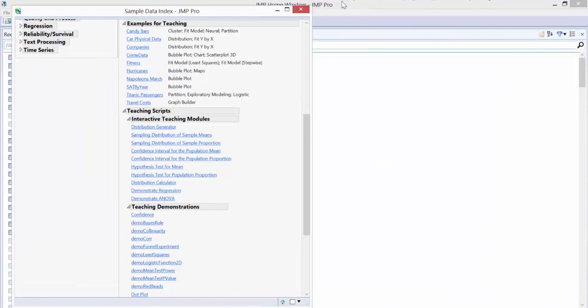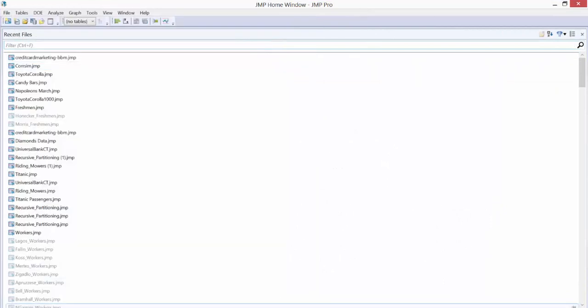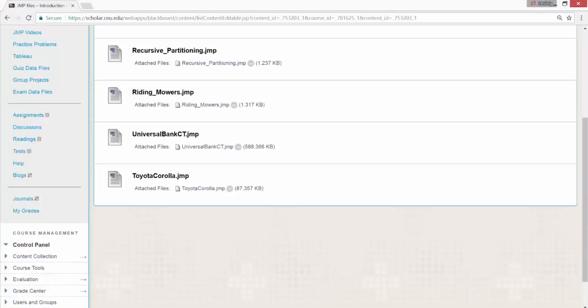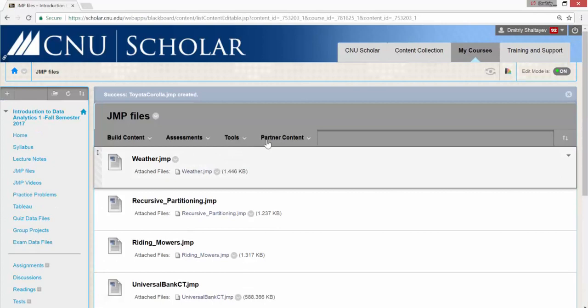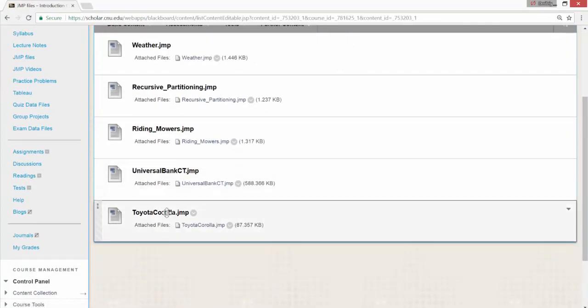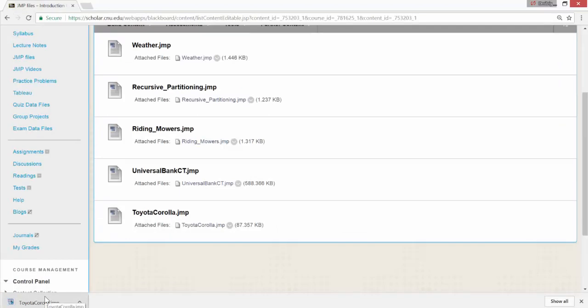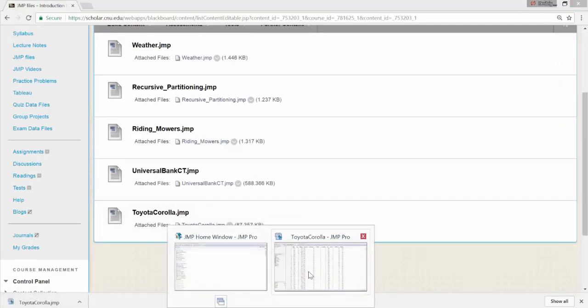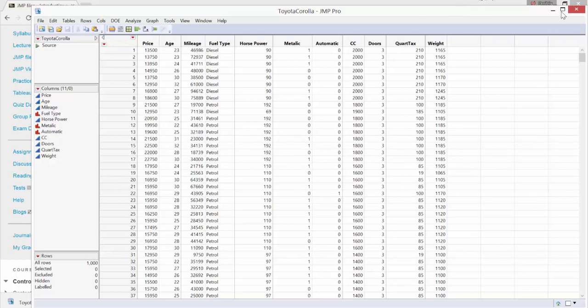All right, now, are you ready to rumble? Let's do it. Let's take a look at the data. And the data are posted on Scholar. So go to Scholar, y'all. And right here is the file that I posted recently. It says Toyota Corolla. I think it's an accident that we started to talk about these things now, right? I have data about 1,000 cars. So download the file Toyota Corolla. Double click on that. It will open up, just like that. Okay, so here is the file.